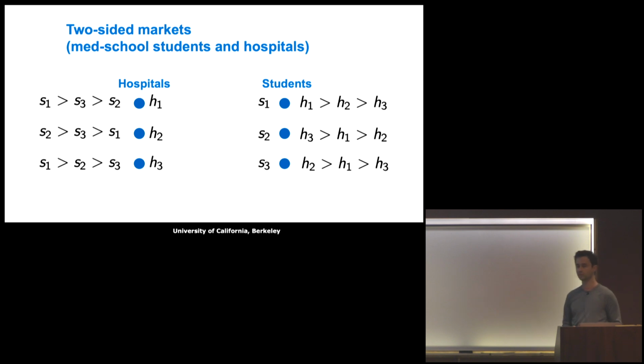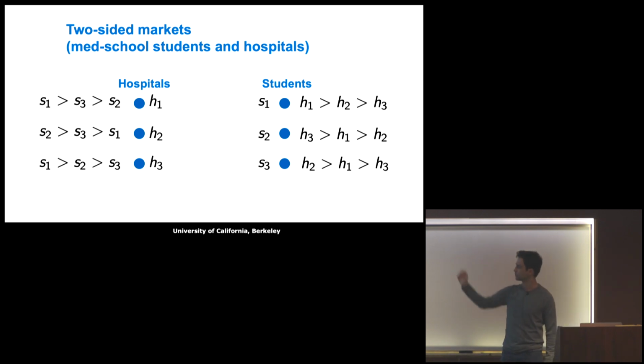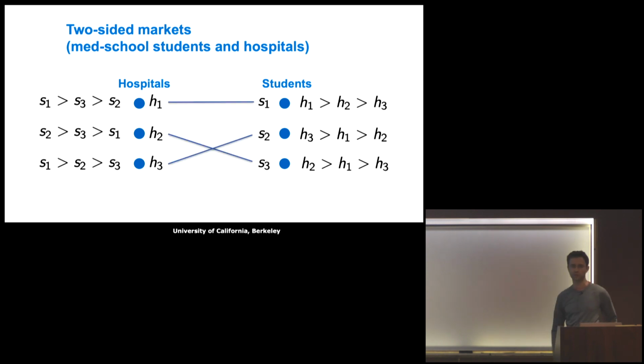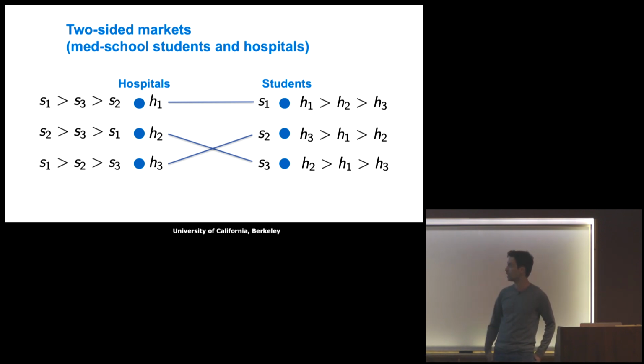Here's a simple toy example. Let's say we have 3 hospitals and 3 students. You can see adjacent to each of them their preference for the other side of the market. What we're trying to do is find out what's the best way to match the two sides. So this is one possibility. And the question becomes, what's a good match? How should we reason about it? And what's a good algorithm for finding matches? This is what I'm going to talk to you about today.